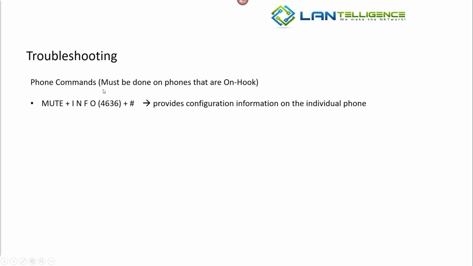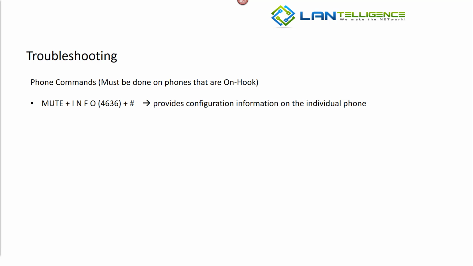Now, keep in mind that the phone commands must be done on phones that are on hook. So they cannot be talking to you on this phone. It has to be a phone that is on hook, so that you can actually do the mute 4636 pound. And what happens is it provides information on the configuration of the phone. There's probably about 15 or 17 menus that use the pound sign to move forward through. I will give you this warning, it doesn't go backwards.